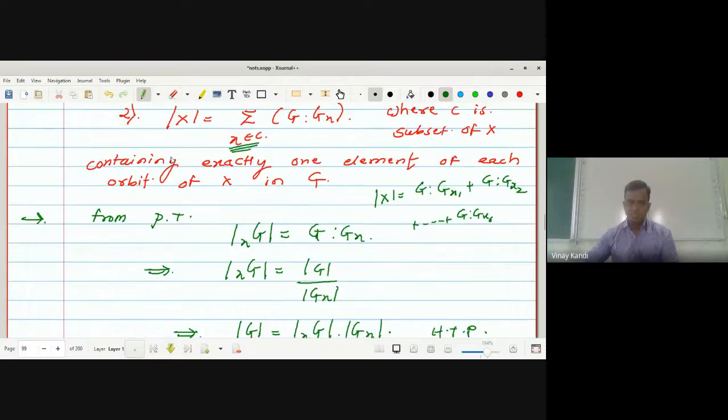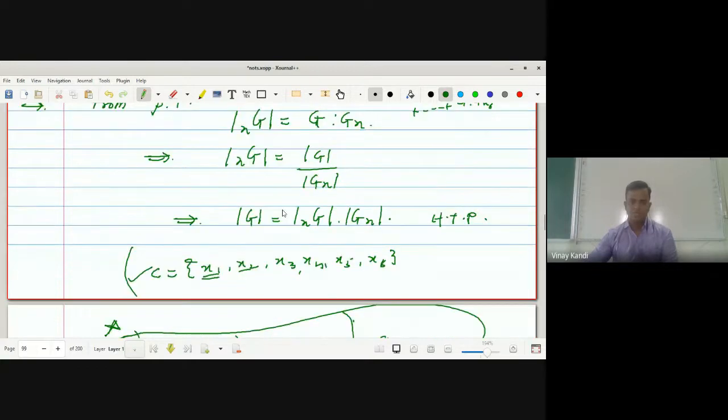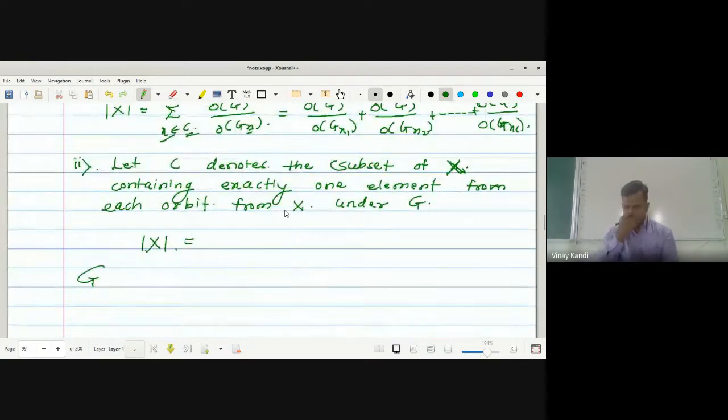That is C containing exactly one element from each orbit. Which elements are in C? One element from each orbit. So what is capital X here?